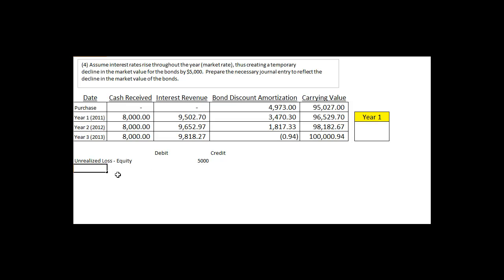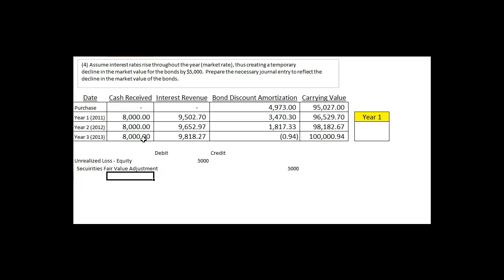And the credit goes to the securities fair value adjustment account for the same amount, $5,000. And the securities fair value adjustment account is simply a valuation account, and it just keeps track of any changes in the market value of our investment.